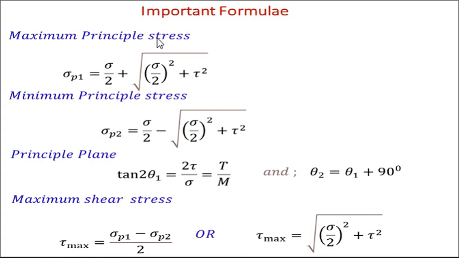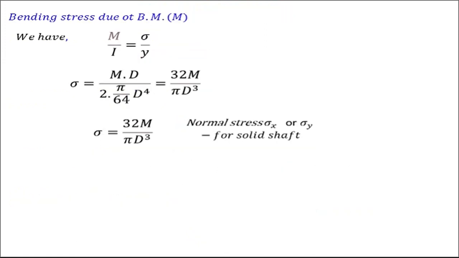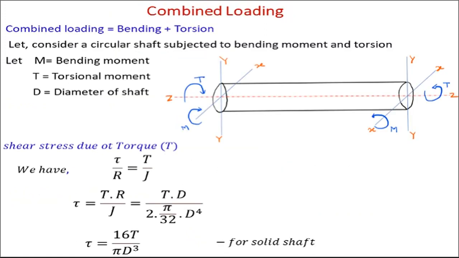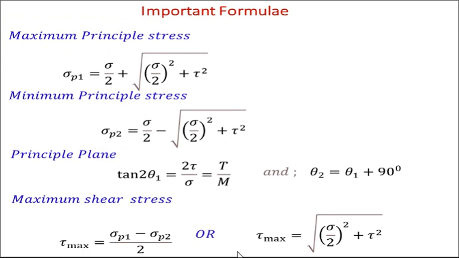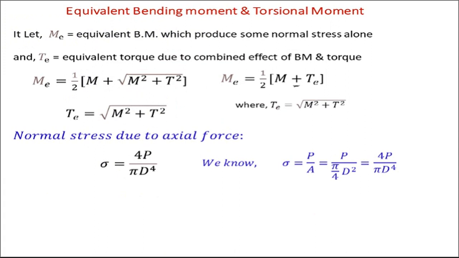From that also you can determine the tau max. I hope these formulas are helpful for you for solving the different problems coming up. I hope you remember this, and this is the topic of combined loading, meaning many times the bending moment is also acting and the torsion is also acting on a member. In that case, you can use these formulas for solving various types of problems. And also you can see the equivalent bending moment and the torsional moment.